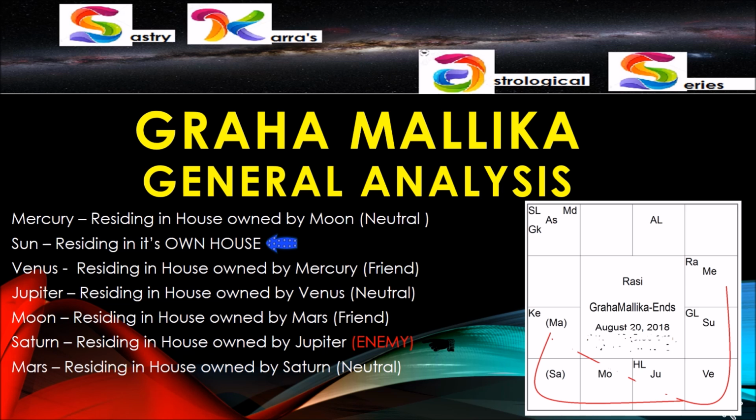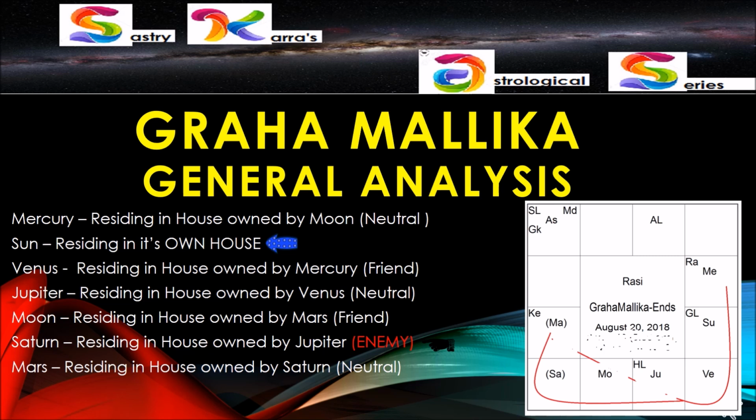Here during this Saptagraha Mallika, let's start with Mercury. Mercury is residing in the house owned by Moon. Mercury is in Cancer, so it's owned by Moon. The relationship between Mercury and Moon is neutral. Sun is residing in its own house. This is a very important point to notice, because for most of the time, Sun has the leadership skills, and Sun is residing in its own house during that period.